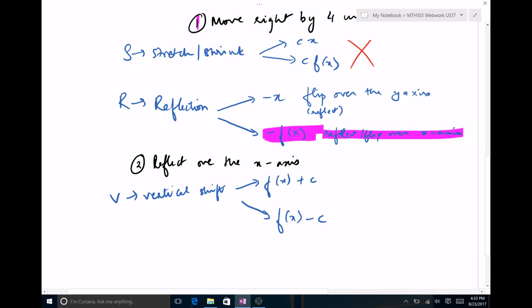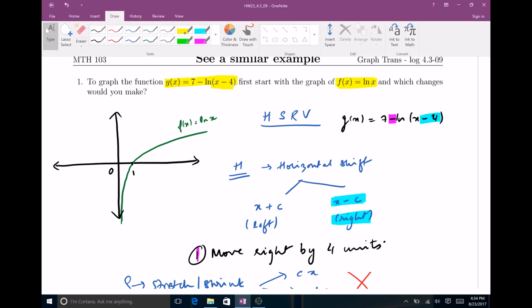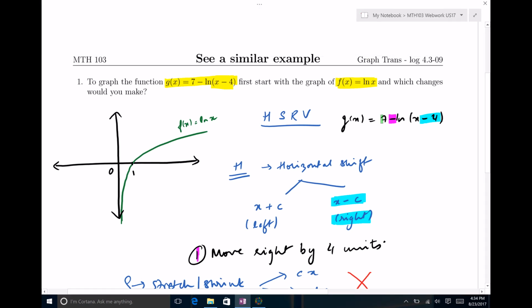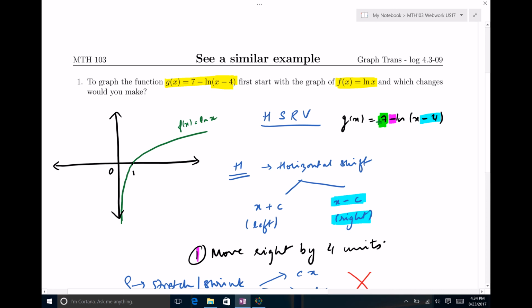Now, if a number is added to your function, in this case you move up, and if a number is subtracted from your function, in this case you move down. So let's go back and check quickly which of these two situations it is. Indeed, you see that you do have an extra 7 here. Since that 7 is positive, it's added. I know you don't see it here, but this is like having a plus 7.